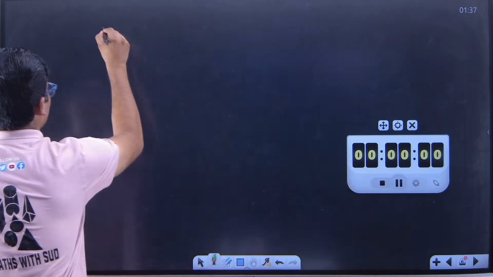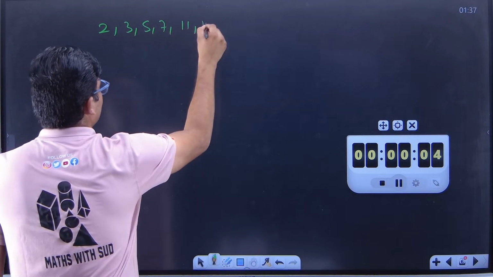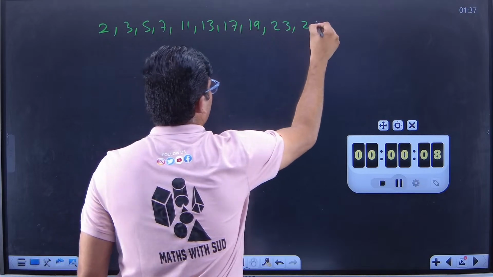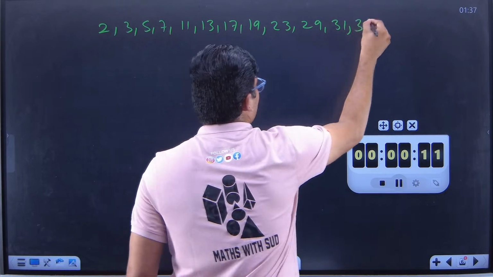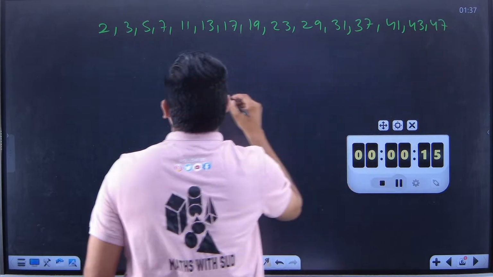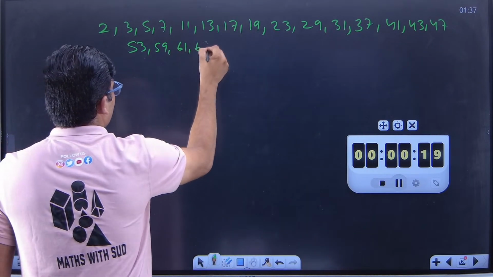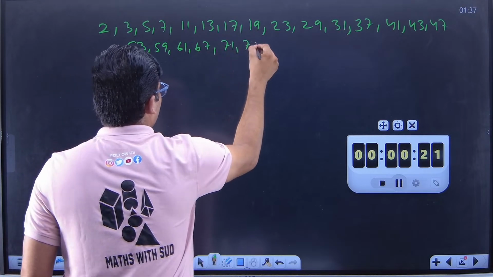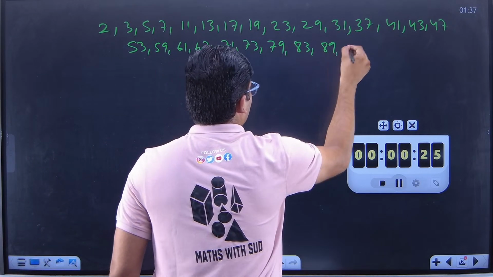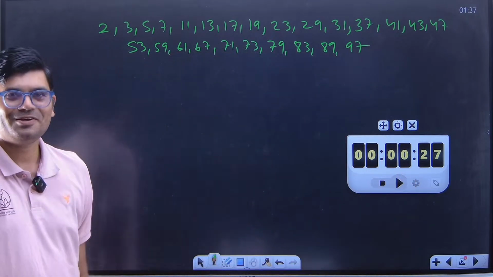So I'm writing horizontally 2, 3, 5, 7, 11, 13, 17, 19. Then we have 23, 29. Then we have 31, 37. Then we have 41, 43, 47. Then we have 53, 59. Then we have 61 and 67. Then we have 71, 73, 79. Then we have 83, 89. Then we have 97. Again the timing is the same.